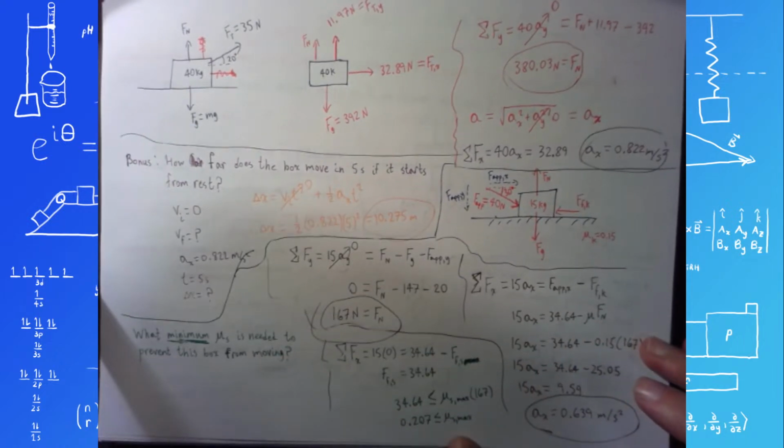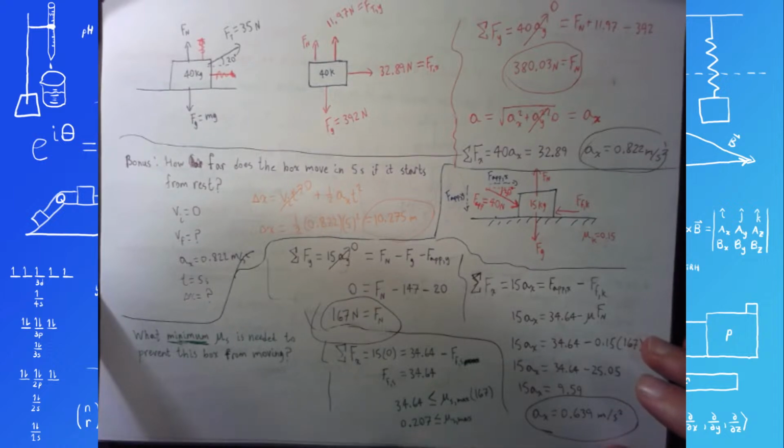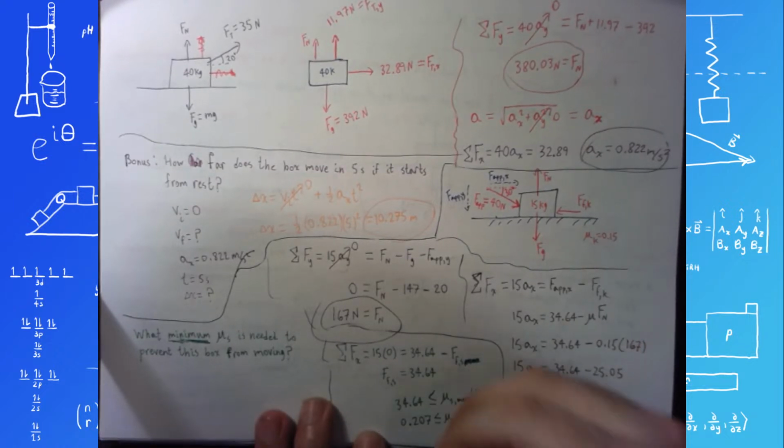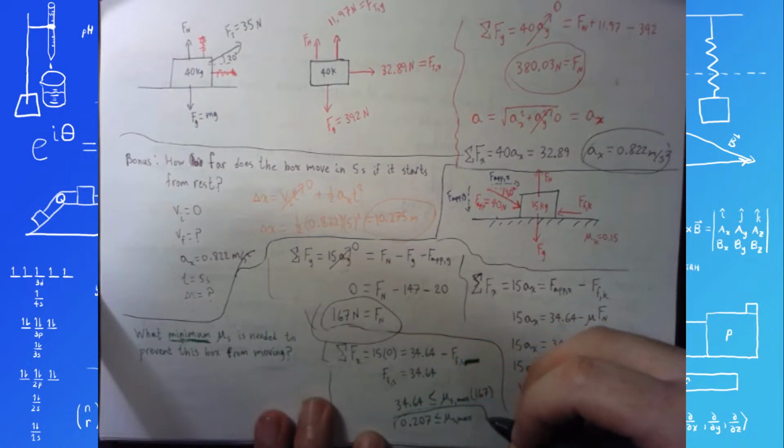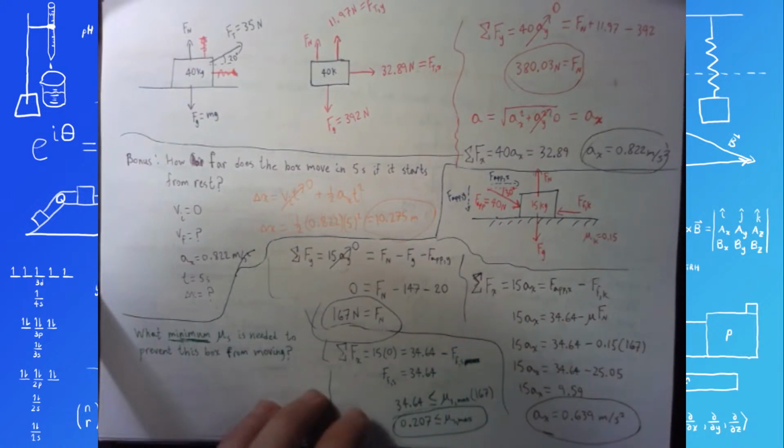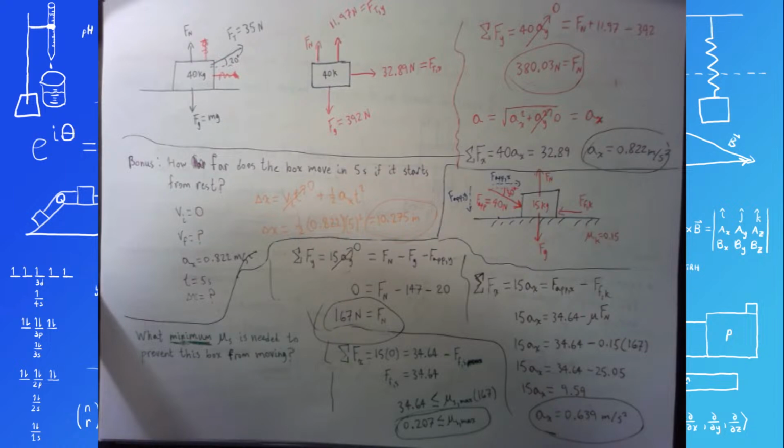So yeah, I want my maximum static friction coefficient to be greater than or equal to 0.207, which means 0.207 is the least it can be. 0.207 is the minimum. 0.207 is the minimum coefficient of static friction necessary to prevent this object from moving.